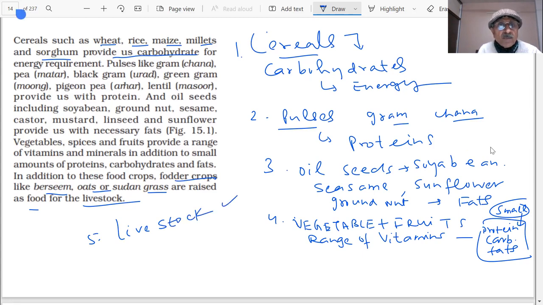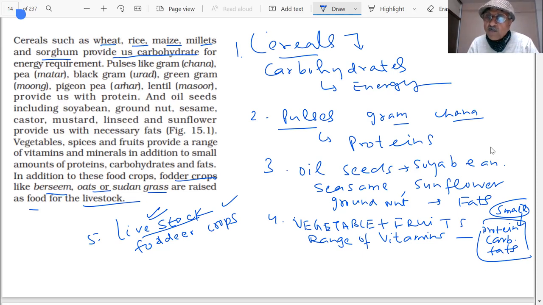तो उसे क्या बोलते हैं? फॉडर क्रॉप्स. तो फॉडर क्रॉप्स किनको चाहिए? जो लिव स्टॉक है. वो क्या क्या है? ओट्स, बरसीम, सुडन, ग्रास. ये हम लगाते किनके लिए हैं? जो हमारे लिव स्टॉक हैं उनको भी चाहिए. तो दिस इज द कंप्लीट फर्स्ट पार्ट ऑफ दिस, कि व्हाट आर अवर फूड रिसोर्सेज.